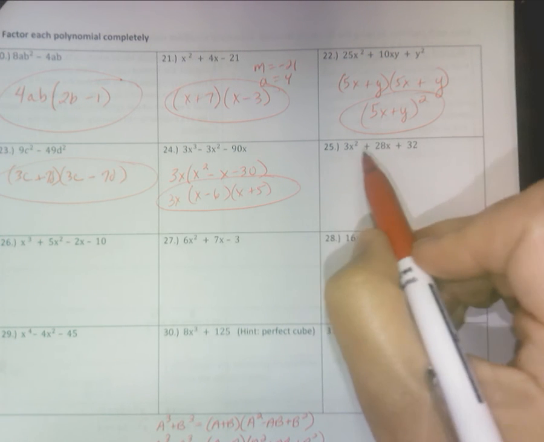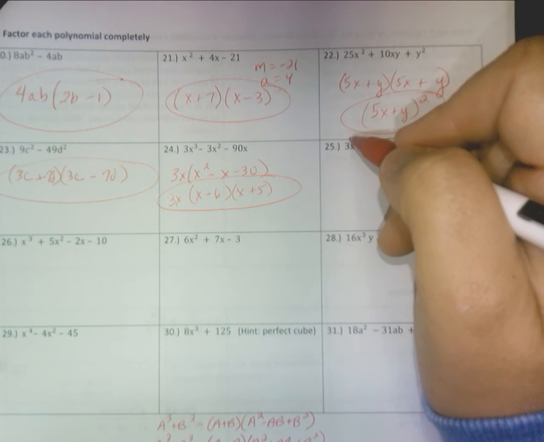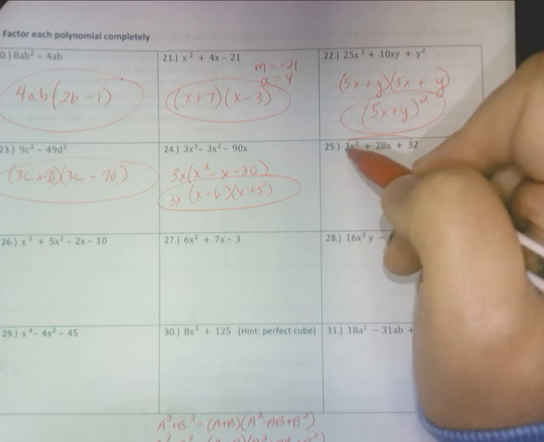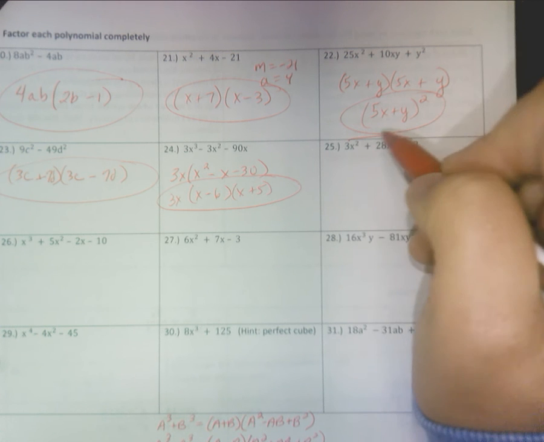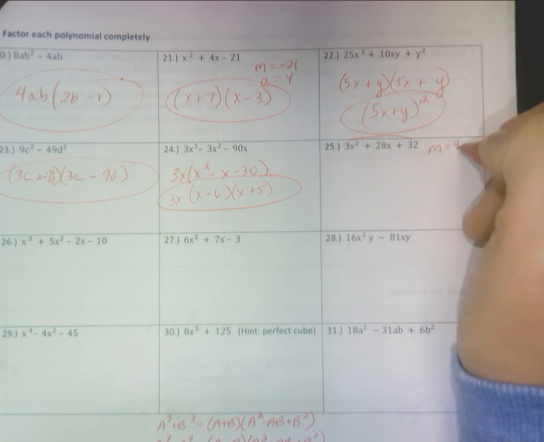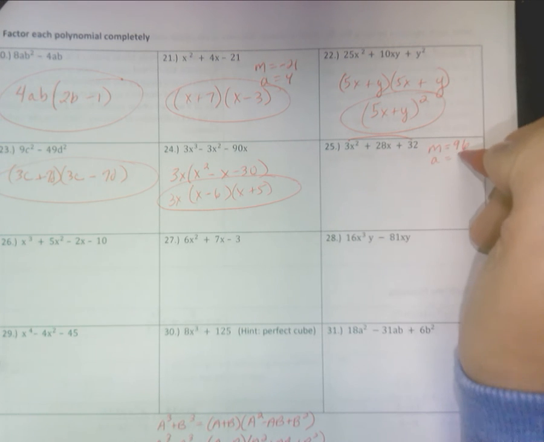Again, let's look to see. There's no greatest common factor, but there is a number in front of this trinomial. So the way I do it is you have to say what multiplies to these two numbers. This 3 times this 32. So 3 times 32 is 96. What multiplies to 96 but adds to the middle of 28?